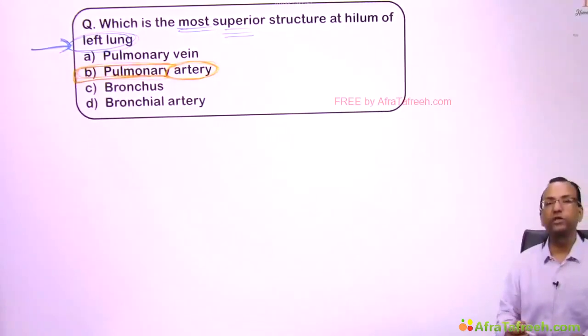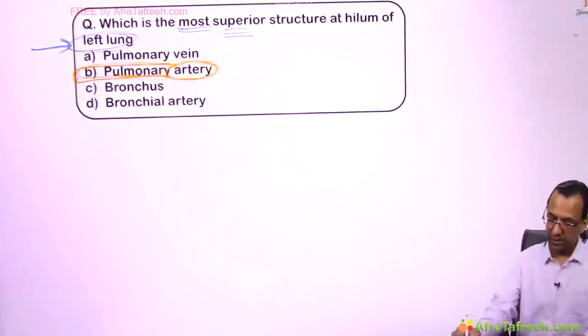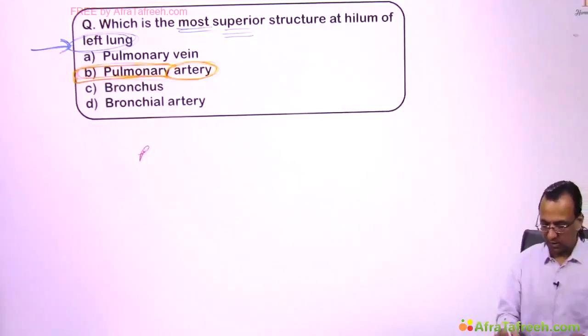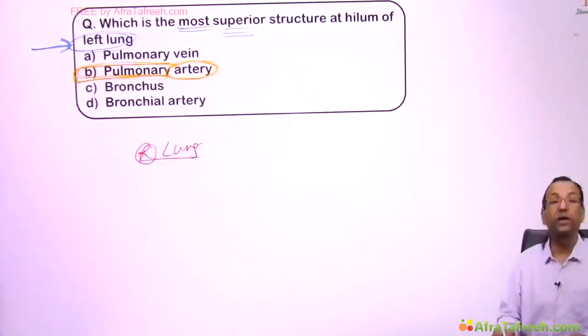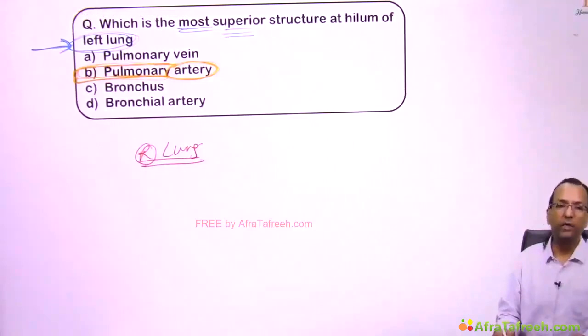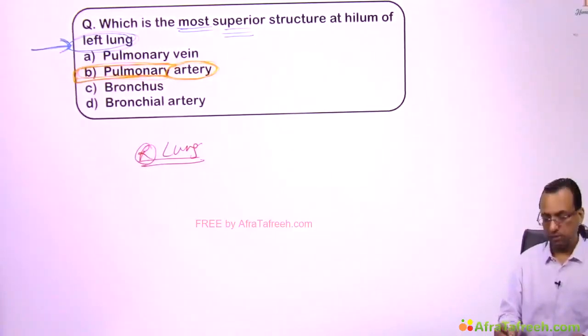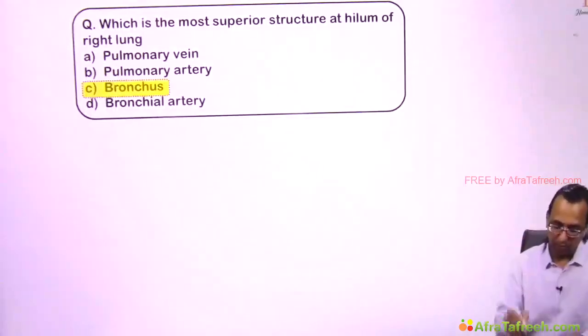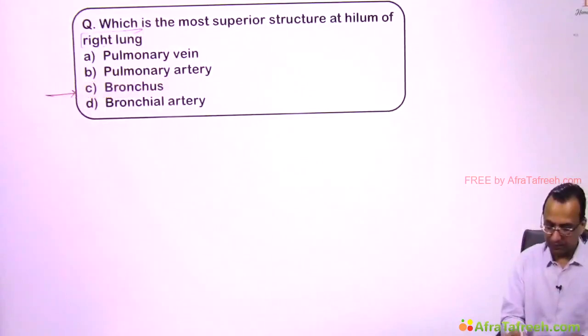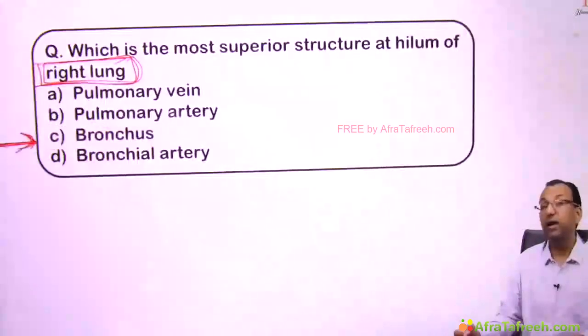And what if the question was on the right lung? If this question was on the right lung, then I will change it. Why? Who is the superior most? Above Atal there is also something. What is that? That is the eparterial bronchus. For the right lung, it will be the bronchus. Be careful: eparterial bronchus.